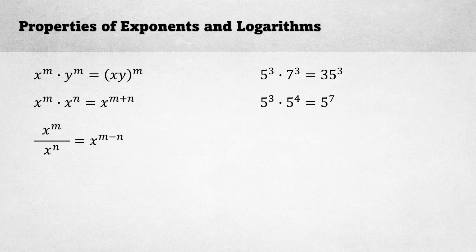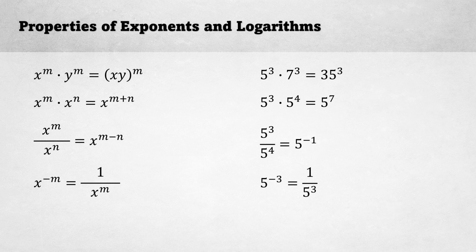If two expressions with the same base to some exponents are divided, like x to the m divided by x to the n, the division can be expressed as x to the quantity m minus n. For example, 5 cubed divided by 5 to the 4th can be written as 5 to the negative first power. x raised to a negative exponent like x to the negative m can be expressed as 1 over x to the m. For example, 5 to the negative third can be written as 1 over 5 cubed. And so we can simplify the expression in the previous example to 1/5.